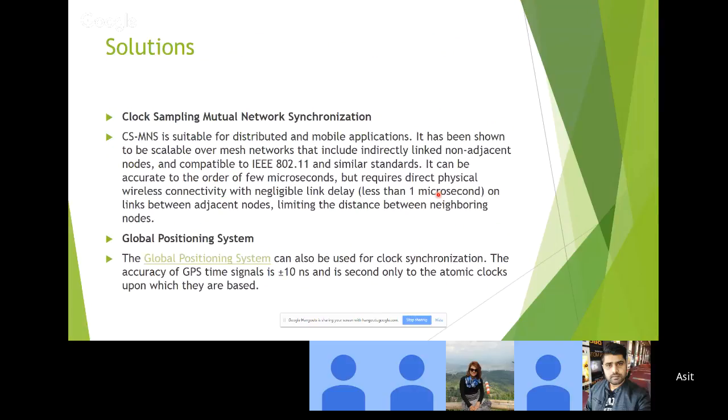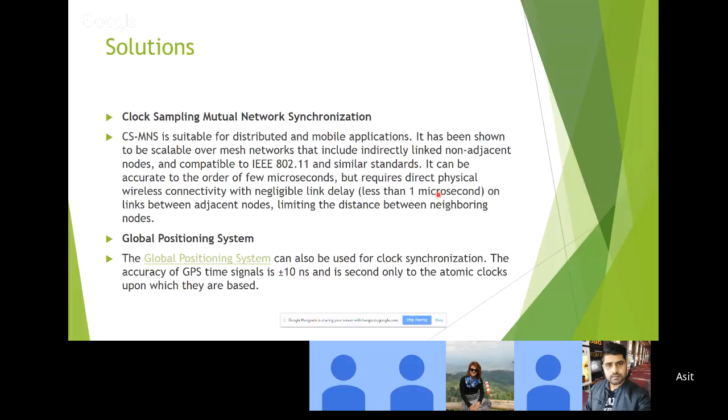One other solution is clock sampling mutual network synchronization. This CSMNS is suitable for distributed as well as for mobile applications, and it has been shown to be scalable over mesh networks that include indirectly connected non-adjacent nodes, and compatible with IEEE 802.11 and similar standards. It can be accurate to the order of a few microseconds, but requires direct physical wireless connectivity with negligible link delay, less than 1 microsecond on links between adjacent nodes, limiting the distance between neighboring nodes.